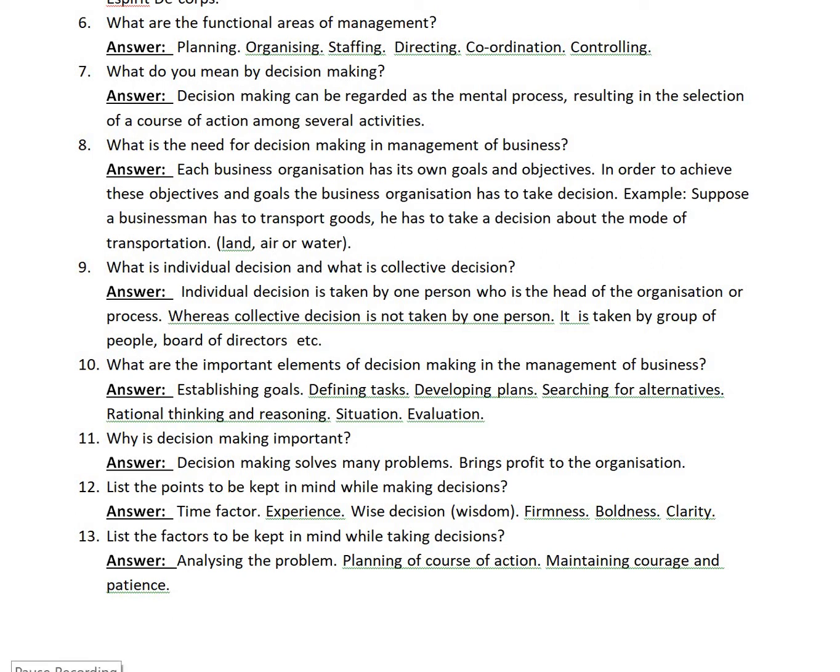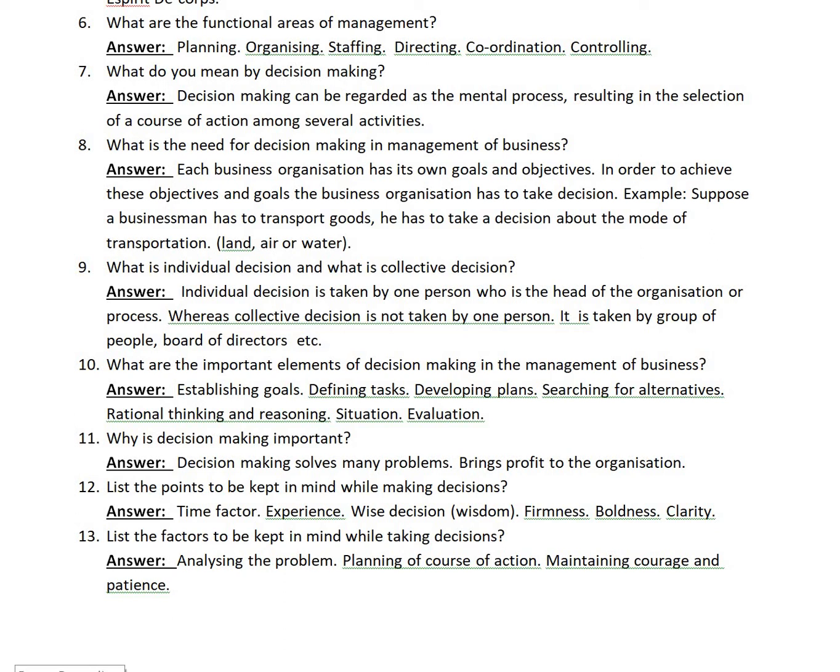What do you mean by decision making? Decision making can be regarded as the mental process resulting in selection of course of action among the several activities. Whichever field it is, whether it is an organization, a business, or a school, a decision has to be taken. So that process of taking the decision is called decision making. What is decision making? It is a mental process resulting in the selection of course of action among several activities.